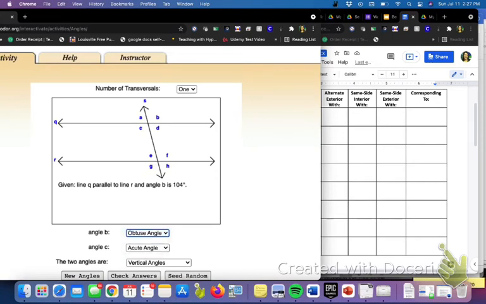And then it also asks us about angle C, and angle C is the one right here. Just like angle B, angle C is also bigger than a 90-degree angle, because a 90-degree angle would be just kind of straight, like that, squared off. So angle C is also an obtuse angle, so I'm going to select obtuse.